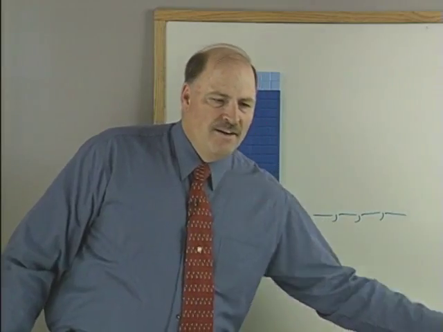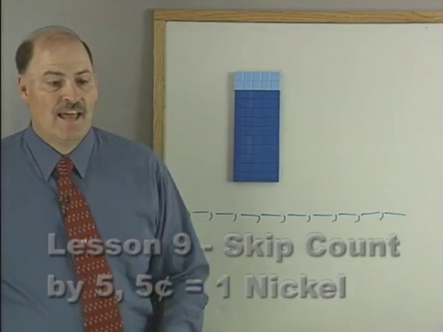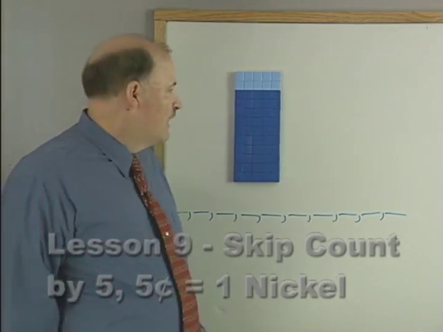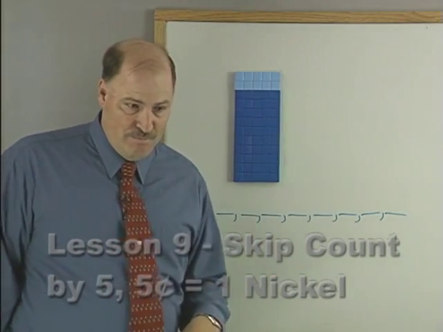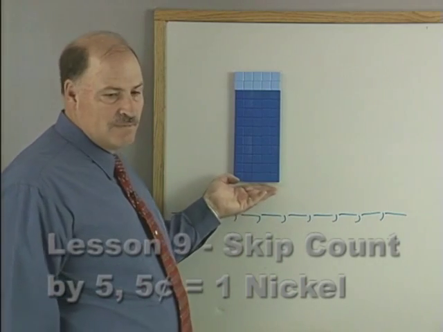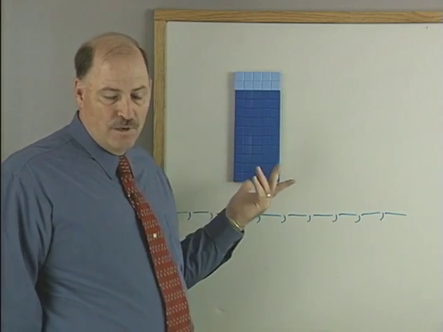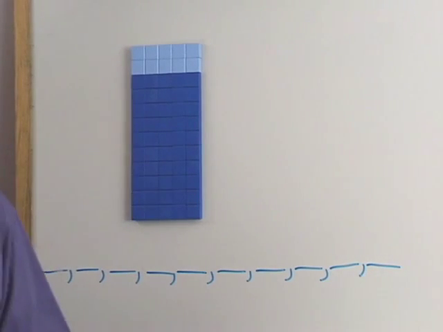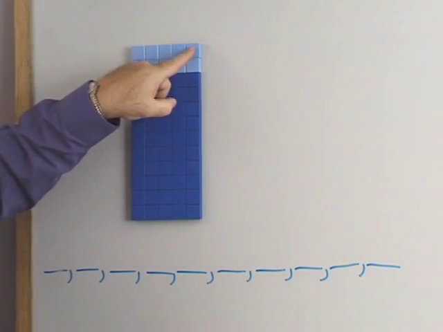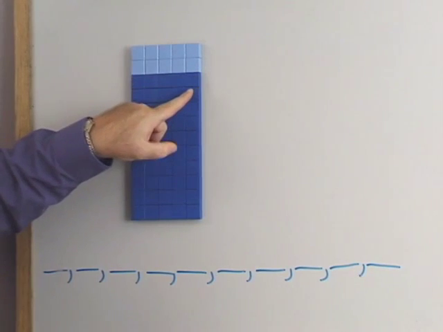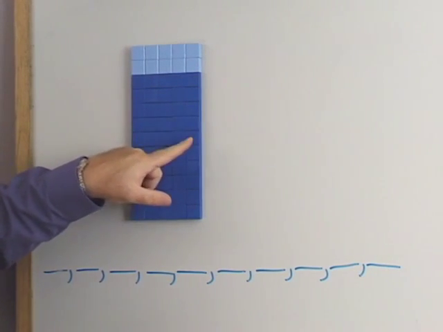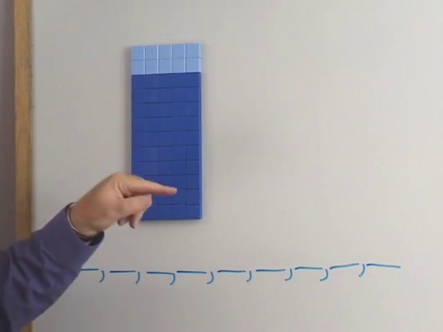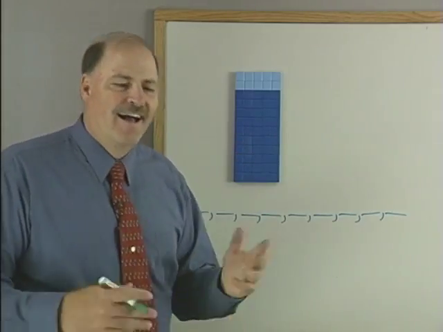What do you think we're going to learn in this lesson? Count by fives. Now, sometimes you don't have enough fives in your kit, so what you might want to do is take some 10 bars and turn them sideways, and they could be used, right? So I got a couple fives up here. Let's skip count by fives. 5, 10, 15, 20, 25, 30, 35, 40, 45, 50, 55, 60.